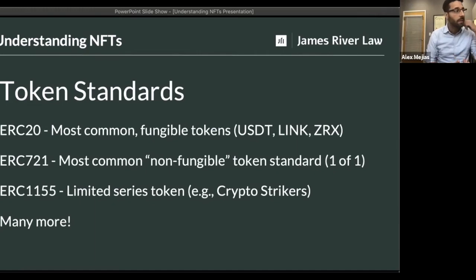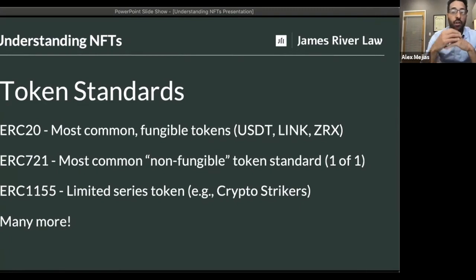Some of the big ones: USDT, which is called Tether, that's like a stable coin; Link; 0x. These are more like what are called utility coins, where there are decentralized apps that use these tokens as a part of their system. And an ERC20 token is fungible, which means they're exchangeable. So they're like Bitcoin or cash, where you can exchange one token for another. There's no real difference between the two tokens.